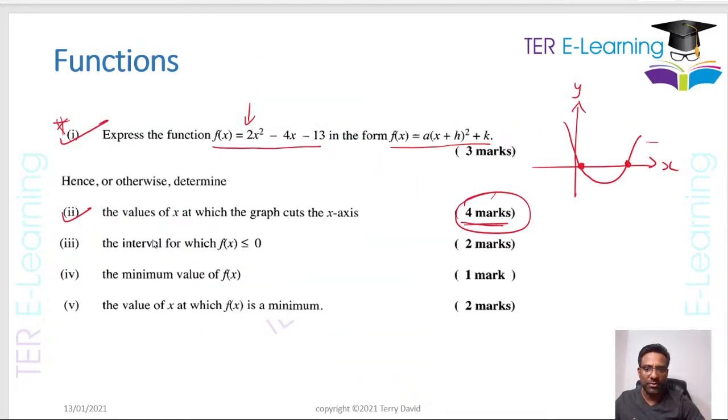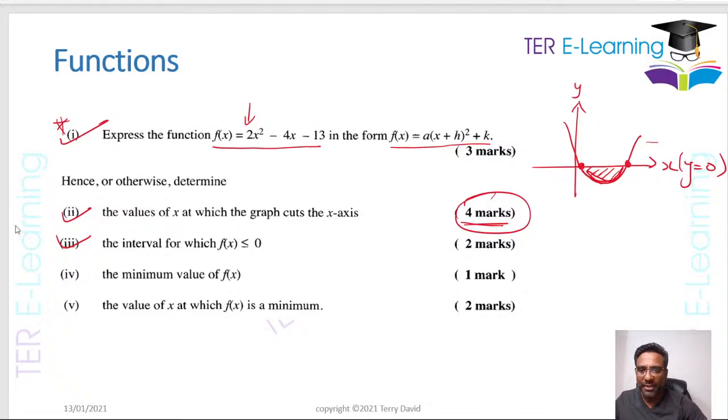So we just worked out the values of x. The next thing, they want the interval for which f of x is less than or equal to 0, right? So where f of x is less than or equal to 0. What that is asking here is what part of your graph is below my x-axis, because my x-axis is the line y equal to 0, right?